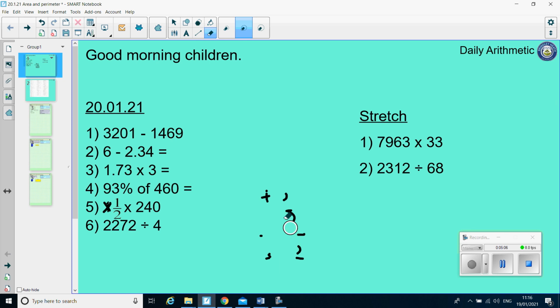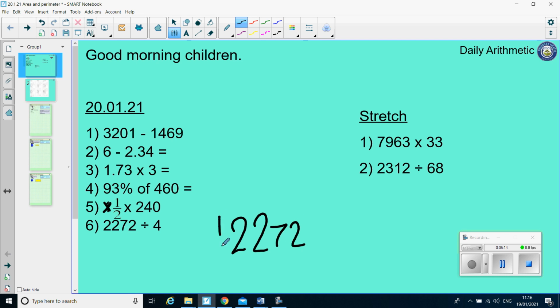Question 6, I would be doing a bus stop method for short division. So we've got 2,272 divided by 4. First of all, I ask myself, how many times does 4 go into 2? The answer is 0. How many times does 4 go into 22? Okay, the answer is 5. Carry my 2. How many times does 4 go into 27? It's a 6. And I carry my 3. How many times does 4 go into 32? It's 8. So my answer is 568.